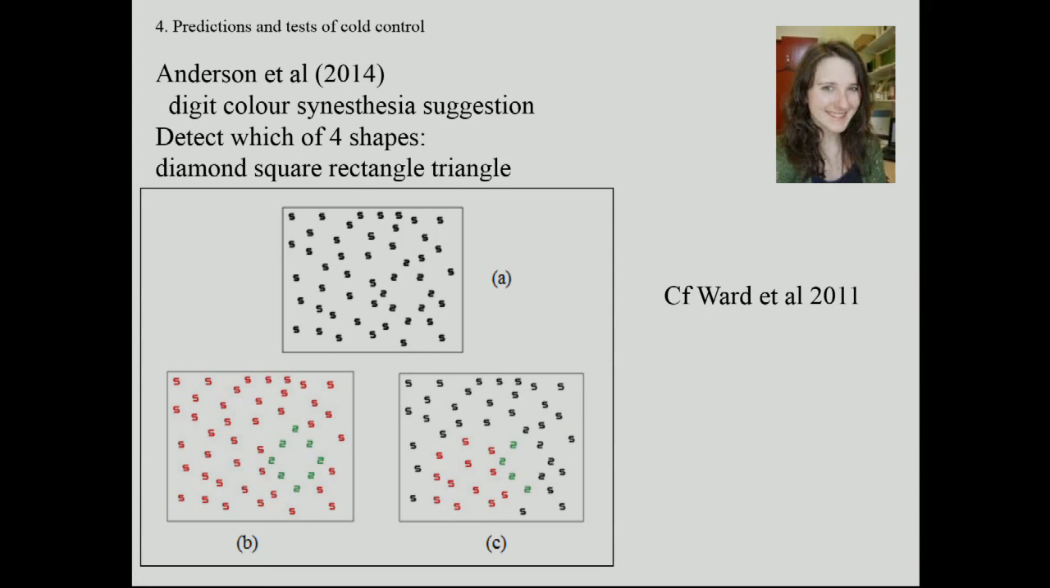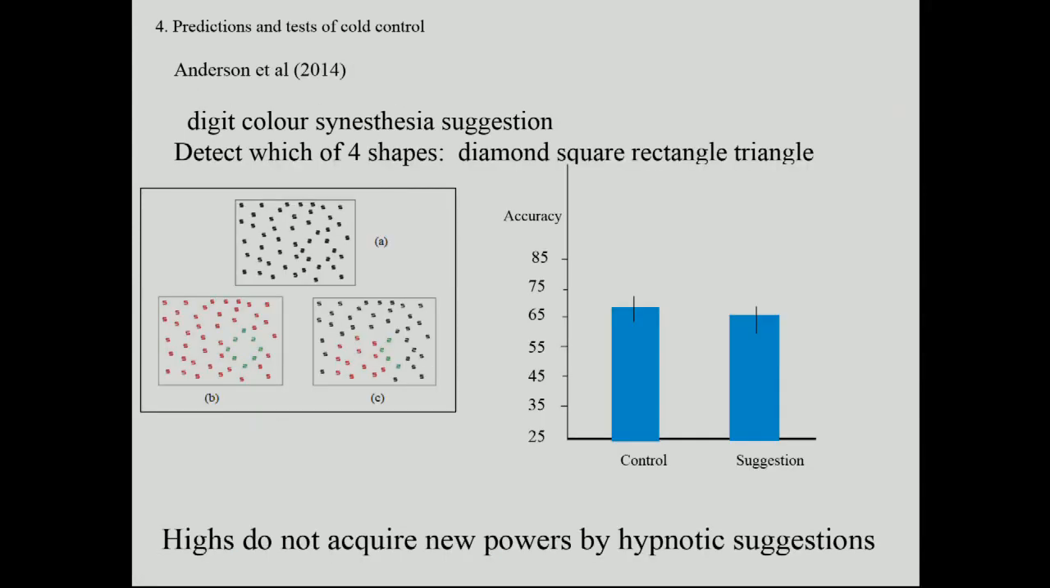So in this paper, we had exactly the same task with real synesthetes, and in this paper we have people being hypnotically transformed into synesthetes, at least according to their experience. But in fact, we get a non-significant difference, and a non-significant difference found sensitive with a Bayes factor. This is for highly hypnotizable people given the suggestion and with no suggestion, and they didn't acquire any new abilities. They were not more accurate in saying what those shapes were under time pressure when given the suggestion for digit-colour synesthesia. So that fits cold control. We changed their experiences, the world seemed different to them, but they hadn't actually acquired any new abilities.